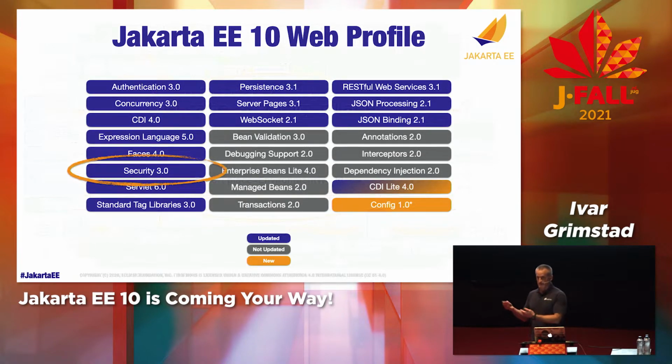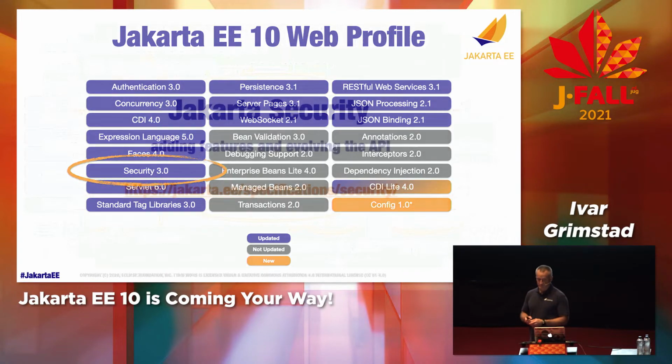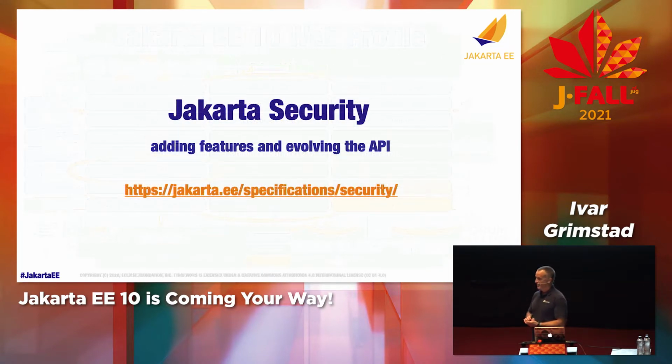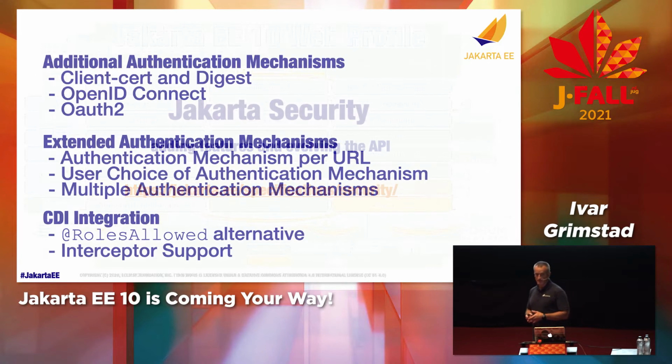I won't go through all the updates of Web Profile, but I'll look at Security 3.0. Jakarta Security has been around since Java EE 8. There it was defined as a simple API for application developers to handle security in the applications. So you didn't need to do it outside of your application. You can configure it within the application. And in 3.0, the project is adding features and evolving the APIs to make life even easier.